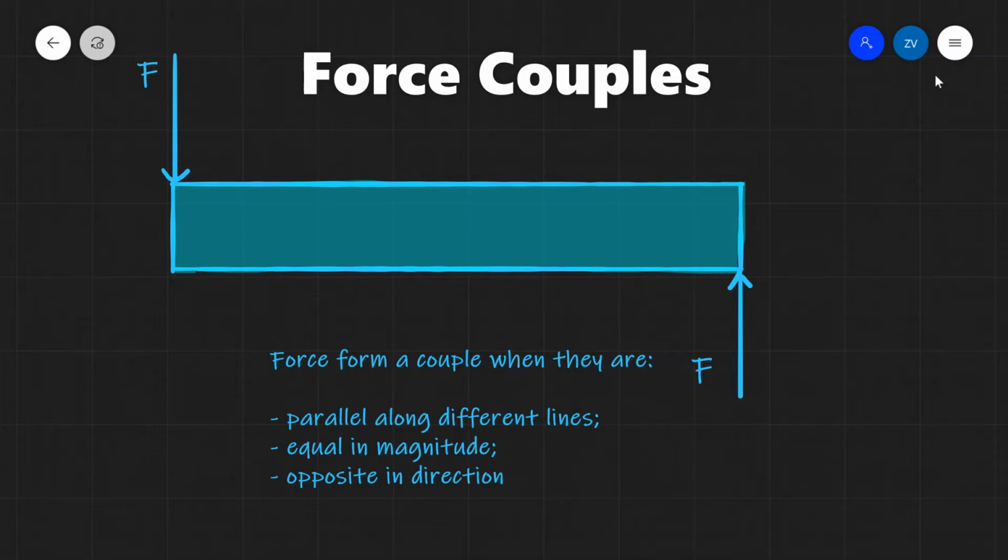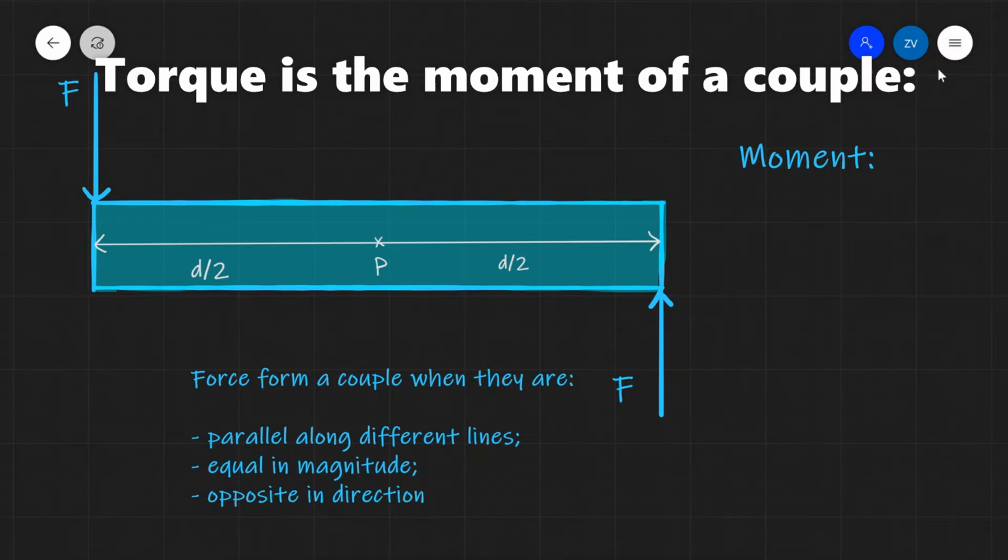So in order to make this object rotate, those two forces need to satisfy a few conditions, namely that they must be parallel but along different lines, they must be equal in magnitude, and they must be opposite in direction. When those conditions are met, the object will rotate, and this is what a force couple actually is. It's a pair of forces which are parallel along different lines, equal in magnitude and opposite in direction. The total moment of a couple of forces is actually known as torque.